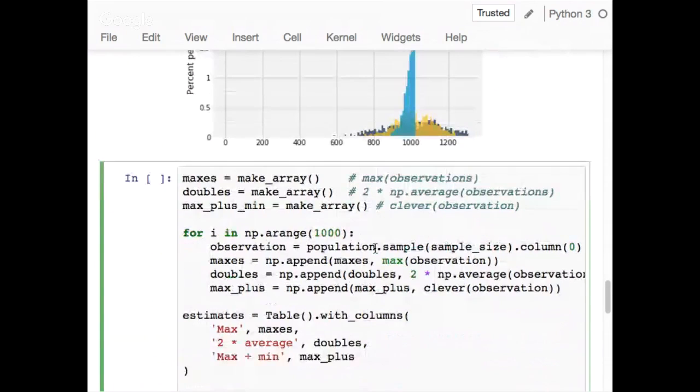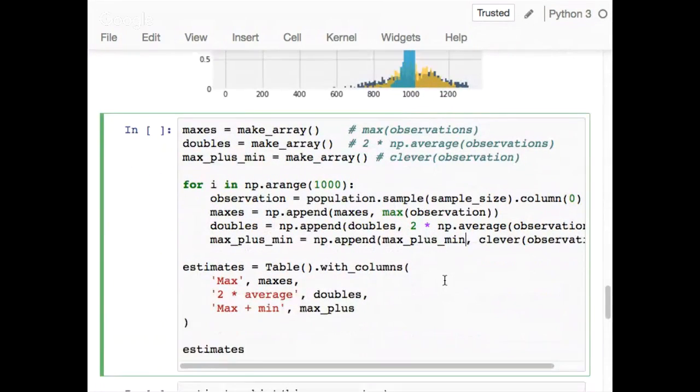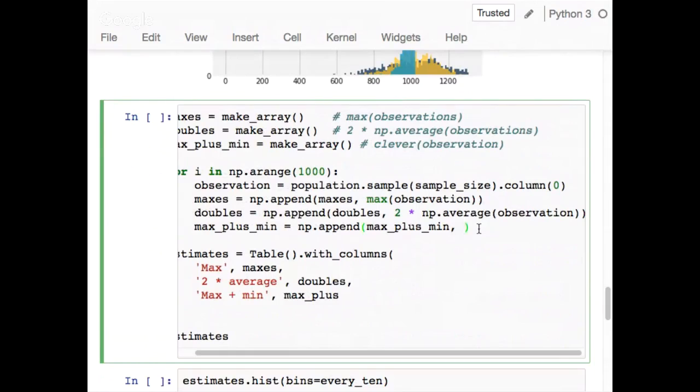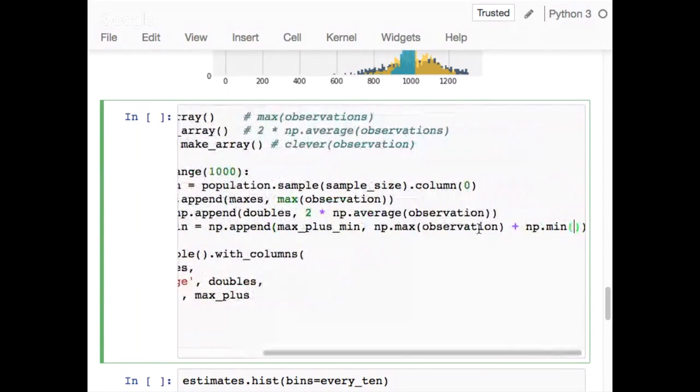So let's try that. Max plus min, make array. Max plus min. Let's take my observation and do np.max(observation) plus np.min(observation). Sorry, it's going off my screen.